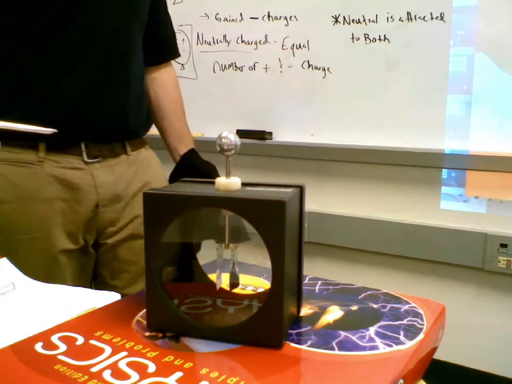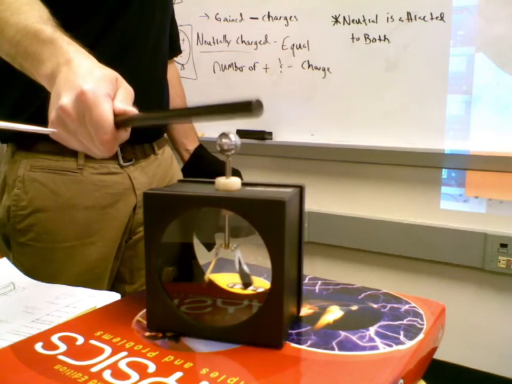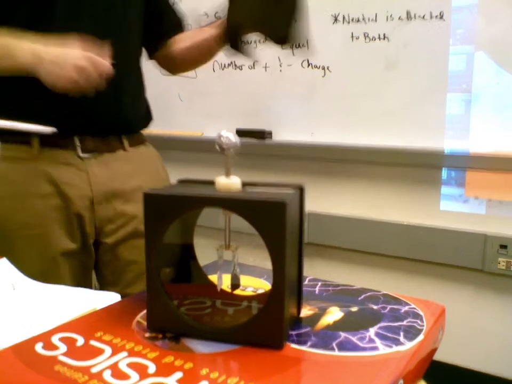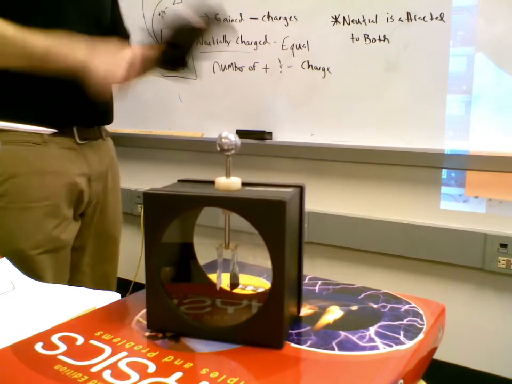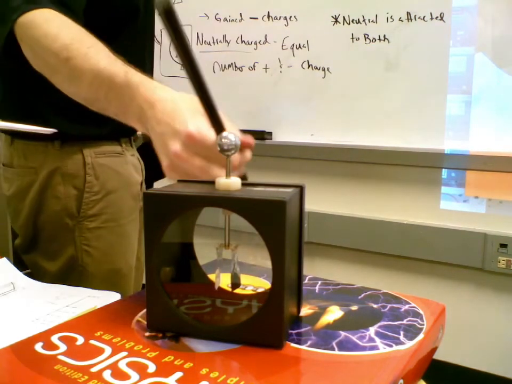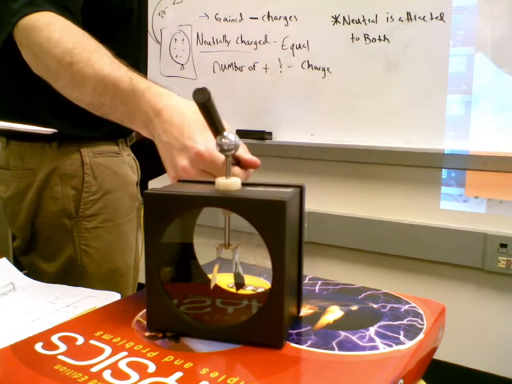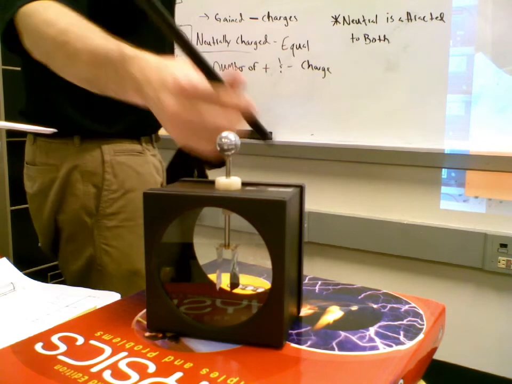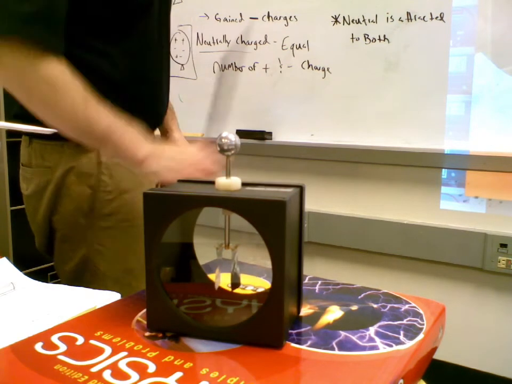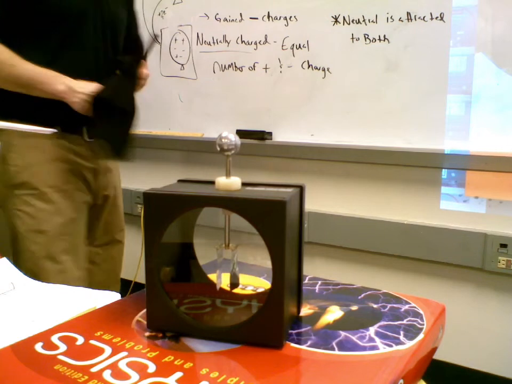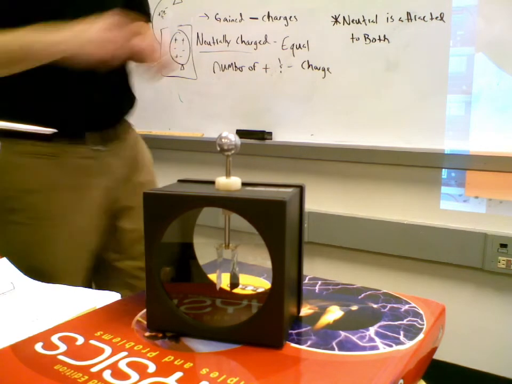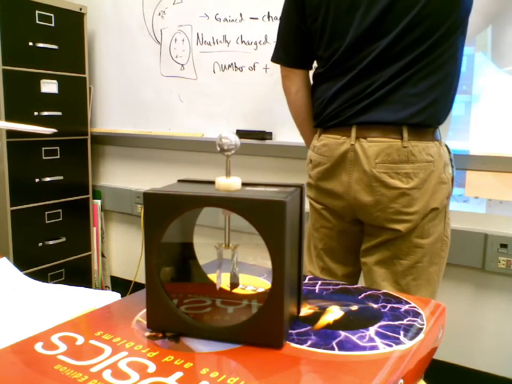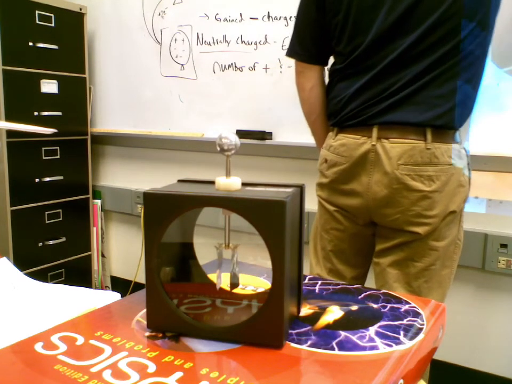You guys see the leaves? I'm going to bring this rod close to my electroscope, and what do you guys notice that's happening? It's separated. What's happening with the leaves? They're pushing apart. Why are they pushing apart? Because they're both the same. They don't like each other and they don't want to be near each other.